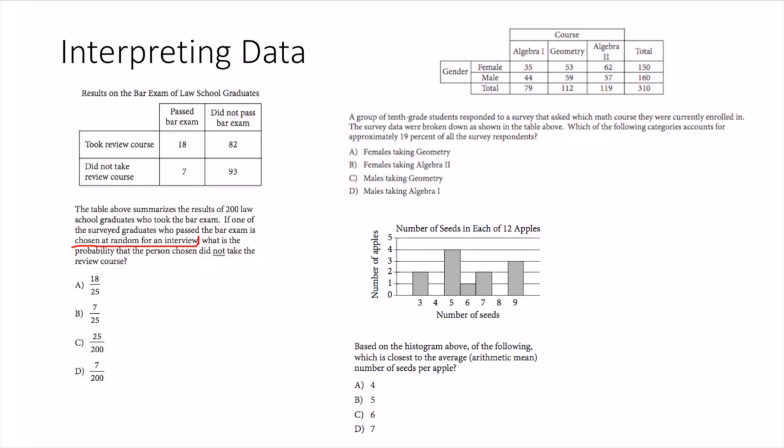So we're looking at people that passed the bar exam. That's right here. And I want to know the probability that the person chosen did not take the review course, which is here. So what I'm looking for is did not take divided by the total of people here, 7 over 25.